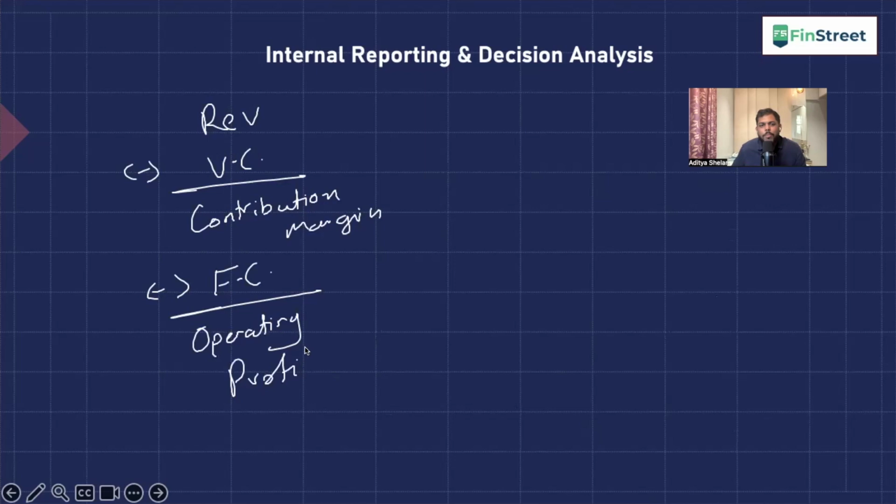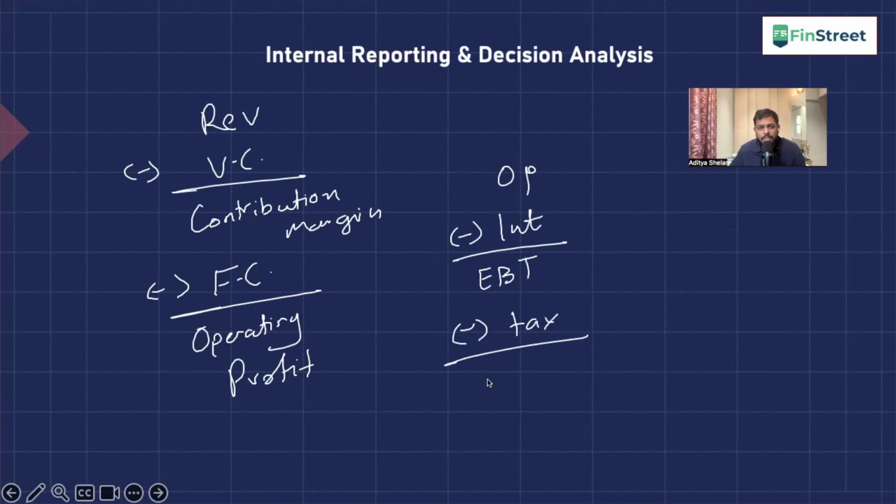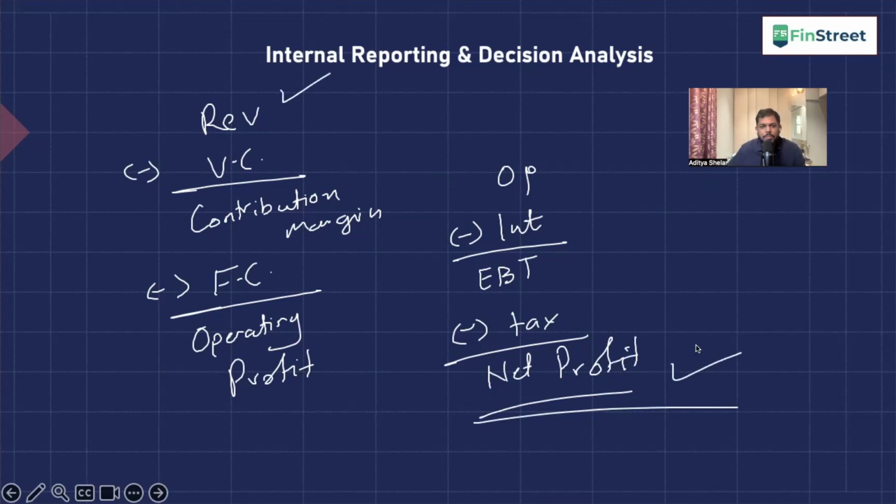profit. From operating profit, OP, we will typically deduct, if there is any loan, interest. So this is earnings before tax. We deduct tax. And then we get net profit. Please make a note of this format, right from revenue till net profit. Those who have understood what is variable cost, what is fixed cost, and what is this internal format, please type Y in the chat. If you haven't understood, please type N in the chat, or you can unmute and speak up.